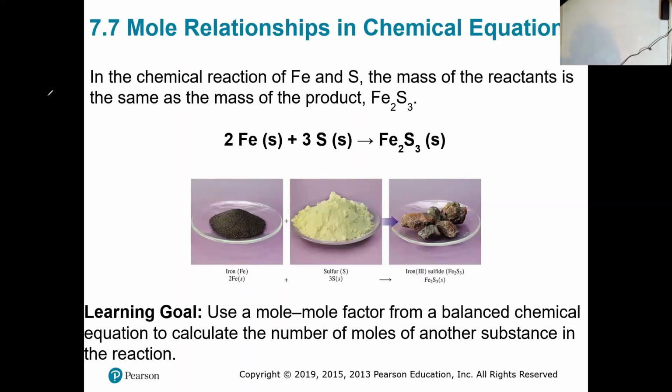We're going to pick up with this next part of the chapter. Here, we're going to look at the actual balanced chemical reactions and see how we can use our coefficients. Remember, coefficients are the numbers in front of each of the compounds or elements in a reaction. We're going to use those coefficients to help us look at how quantities in our reactions are related to each other.